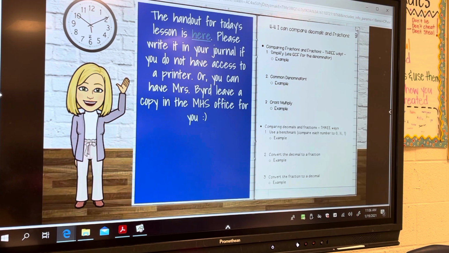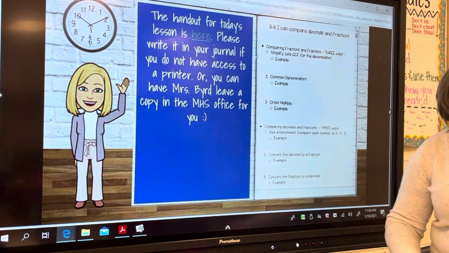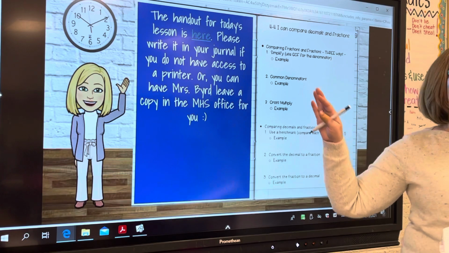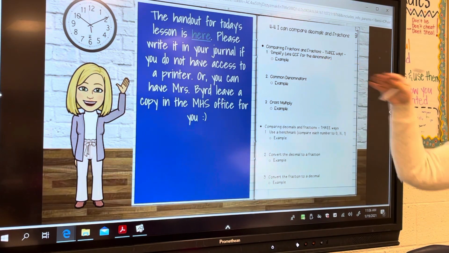And the first way we're going to do it is we're going to use a common denominator, okay? And when we find a common denominator, what we're doing is we are using the GCF of 2 numbers, okay? We're using the greatest common factor of 2 numbers when we are comparing 2 fractions using simplifying. I'm sorry. We're not doing common denominators first. We're simplifying. I'm sorry. I looked at it wrong.